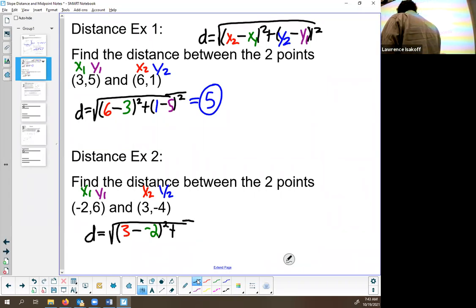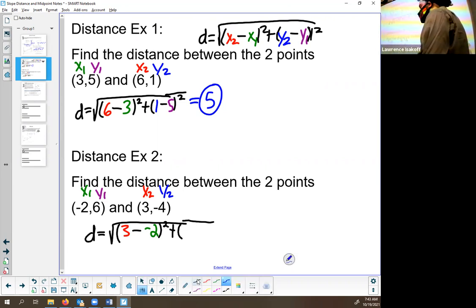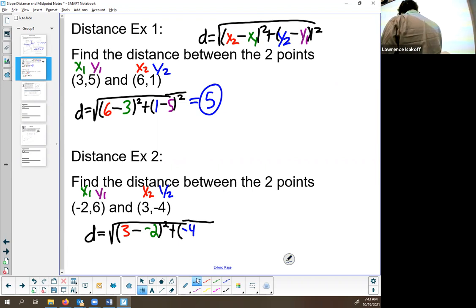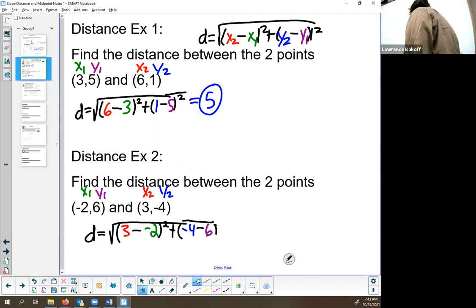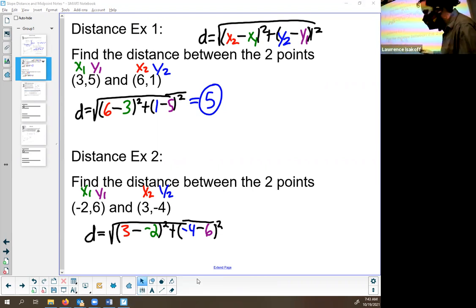Squared plus, let's keep it going. Now, what's my y2 value? -4 is correct, so I include that negative sign. And it says minus, what's my y1 value? 6, good. So here, let's type this one in.